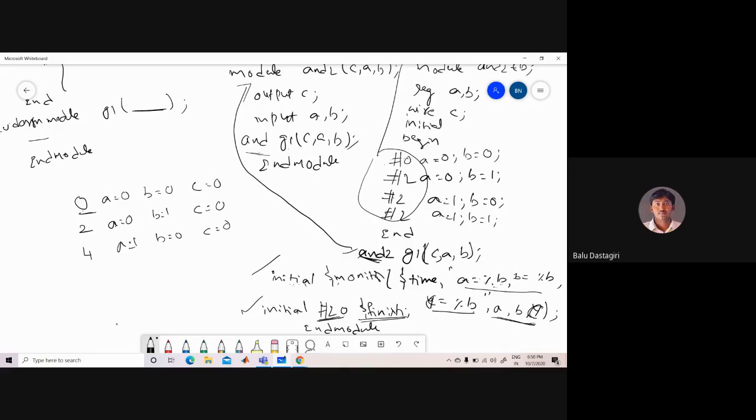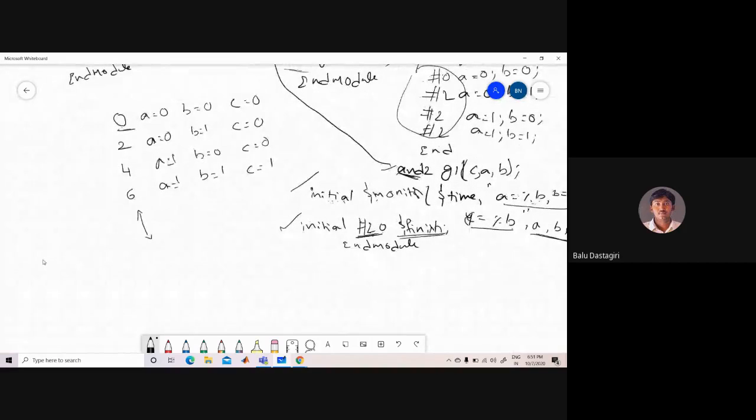After 2 units of time, at 6 units of time, A equal to 1 and B equal to 1, then C becomes 1. The output C is equal to 1. But the simulation time is 20 nanoseconds, so up to 20 nanoseconds the simulation output will remain the same. For example, these are the outputs that you plot. When you come to the waveform here, you see 0, 2, 4, 6, 8, 10, and so on up to 20.